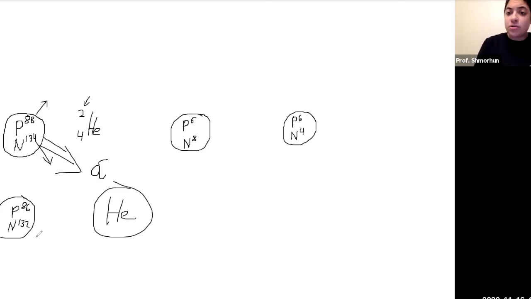It is important to note that in alpha decay, you are not changing any of the particles. You're not changing a proton to a neutron or a neutron to a proton. You are simply having the movement of these subatomic particles from the interior of the nucleus to the exterior.